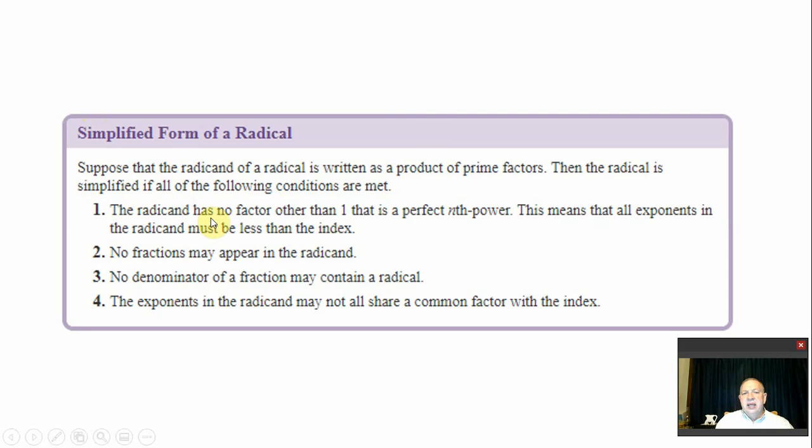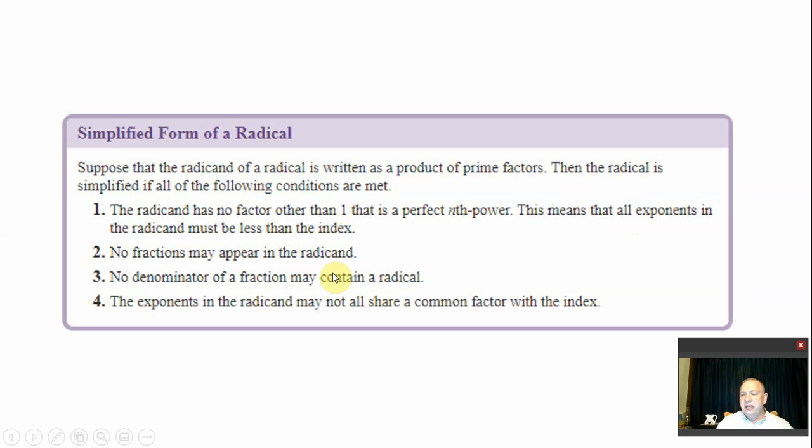The radicand has no factor other than 1 that is a perfect nth power. Okay, in other words, if I go inside the radicand, I factor everything out in there, prime factorization, and anytime I have that nth power of a factor, I want to take that out. So this means that all exponents in the radicand must be less than the index. Okay. No fractions may appear in the radicand.